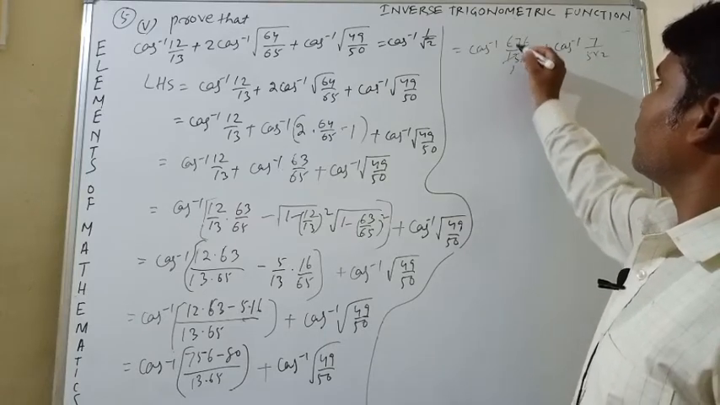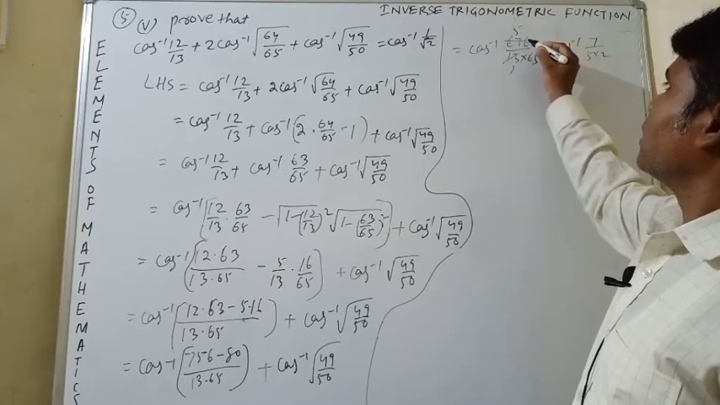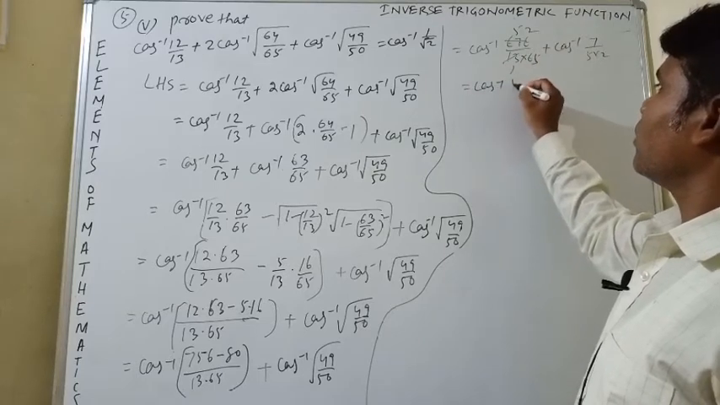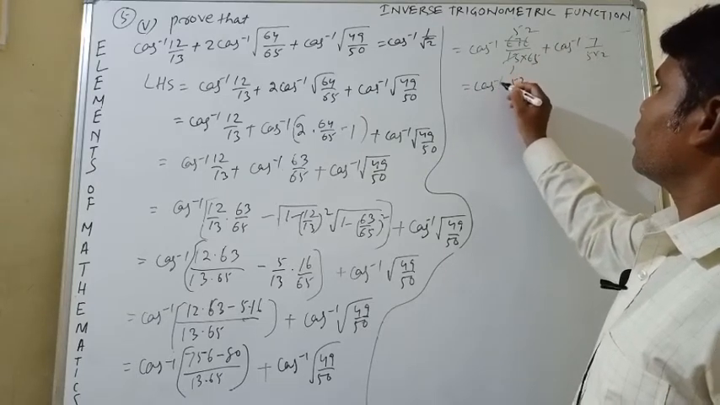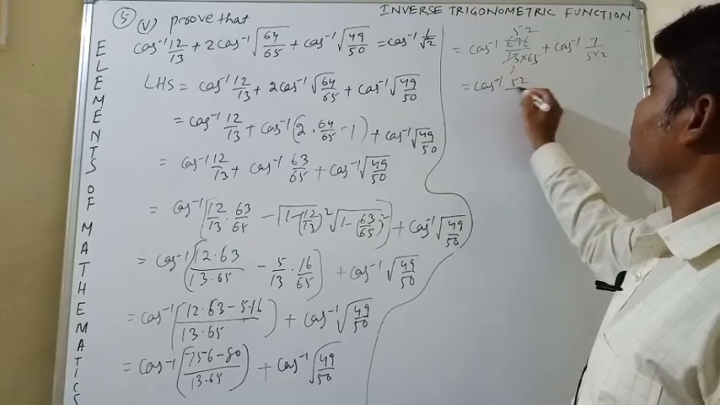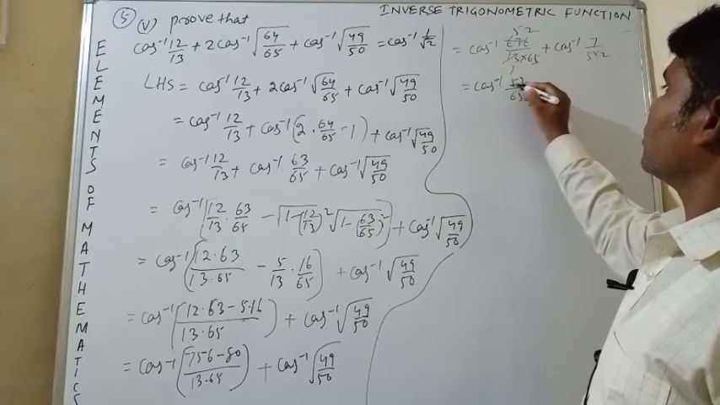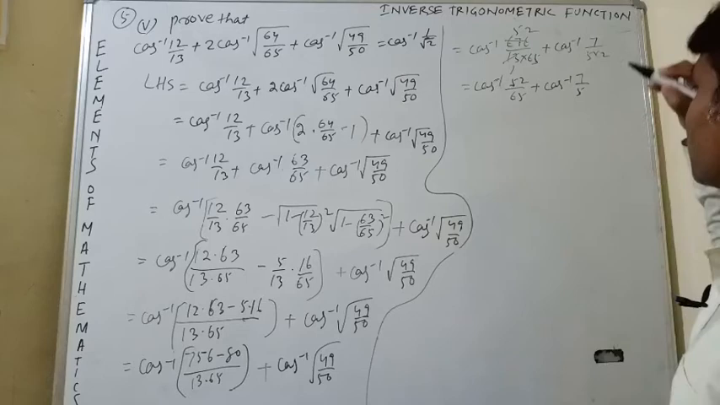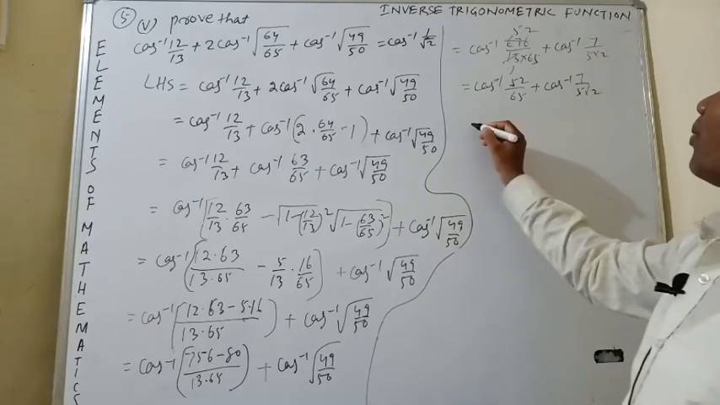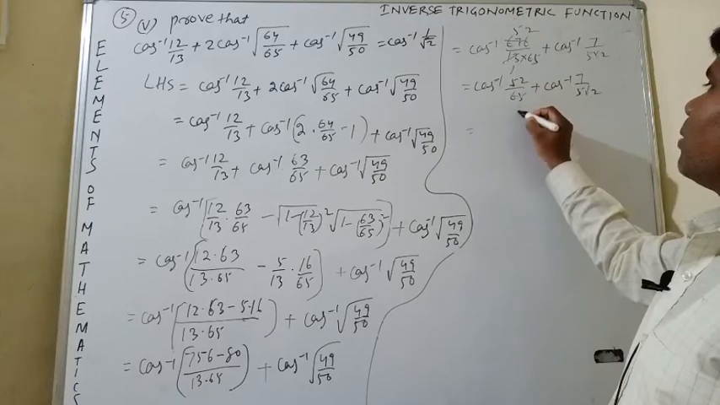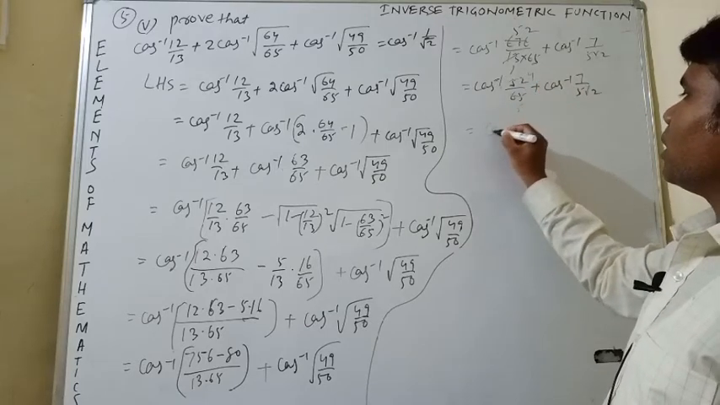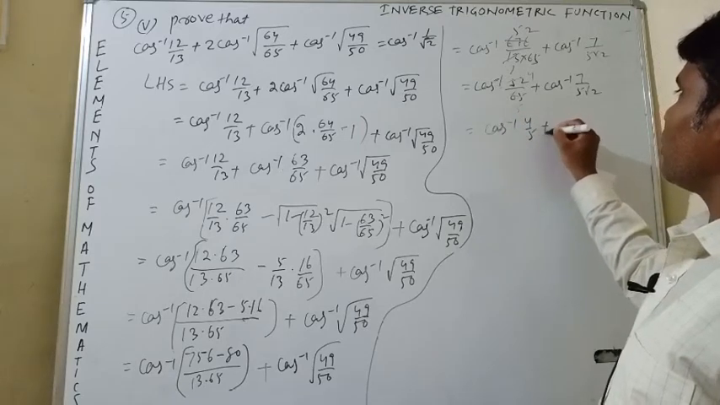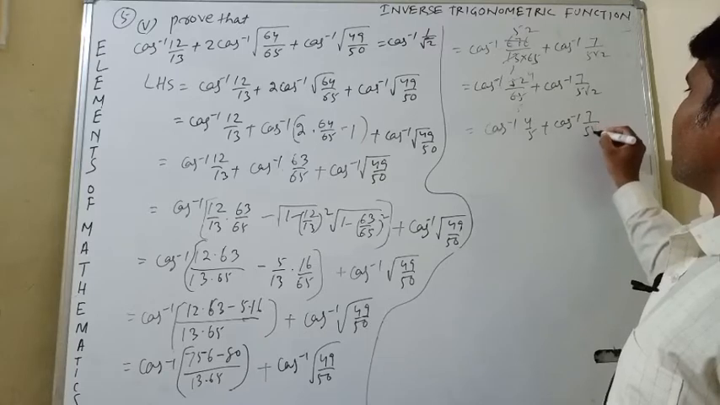So you see 13 1 ja 13 5 ja, okay, this is 26, 13 2 ja is equal to cos inverse 52 by 65 plus cos inverse 7 by 5 root 2 is equal to, you see 13 5 ja 13 4 ja, this is equal to cos inverse 4 by 5 plus cos inverse 7 by 5 root 2.